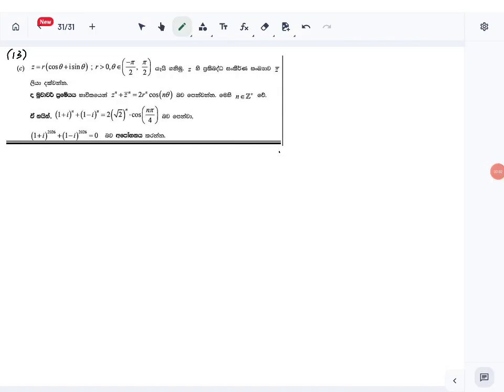Okay, let's look at question number 13, part C. So this is where you use de Moivre's theorem, right? Z is given to be this, r is positive, theta is in this range. Then we need to write the complex conjugate of Z, right? So what is the complex conjugate of Z then? r cos theta minus i sin theta. So that is Z bar.